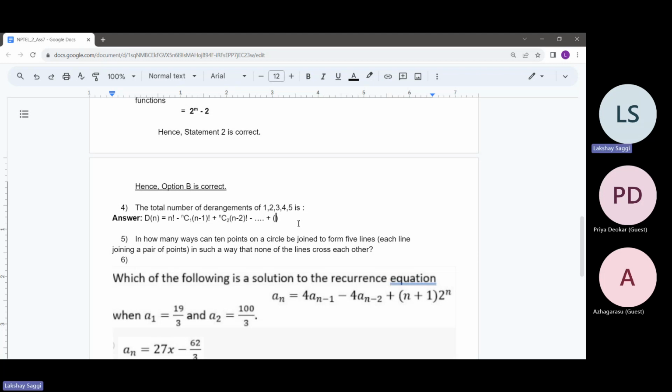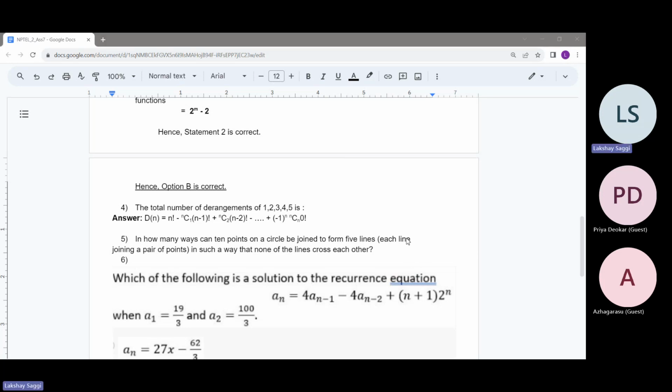And the last term will be nothing but, so this will continue till, we can see its rth term is nothing but, I'll just write it down. n choose n, then 0 factorial. So this is the formula for the nth derangement.